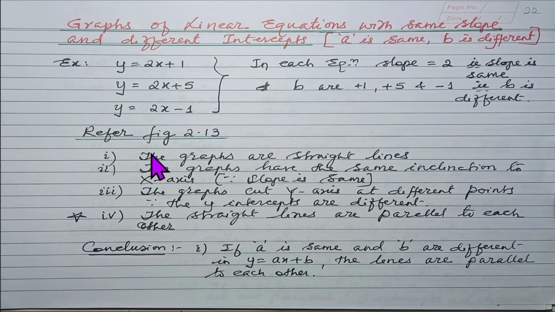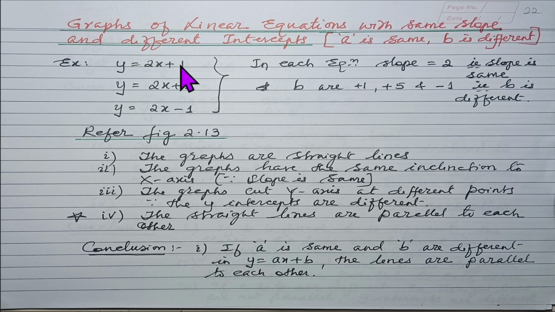Now coming to the next and very important discussion, that is the graphs of linear equations with the same slope and different intercepts. What is the meaning of that? The meaning is a is the same, that is, the slope is the same, and the y-intercepts are different. So I have taken three equations here.